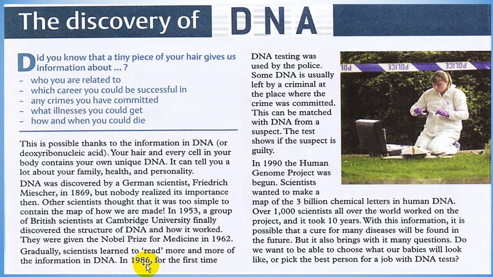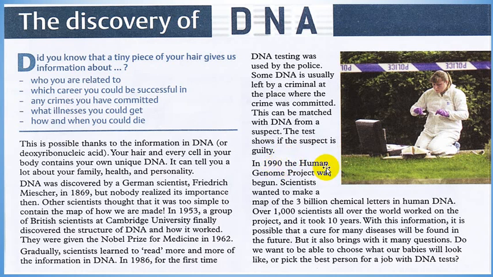In 1986, for the first time, DNA testing was used by the police. Some DNA is usually left by a criminal at the place where the crime was committed. This can be matched with DNA from a suspect. The test shows if the suspect is guilty.